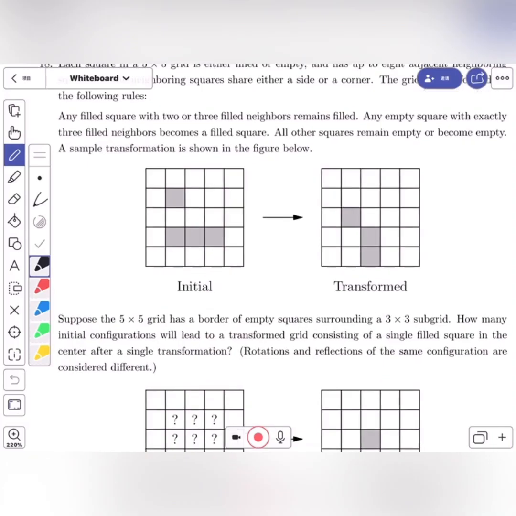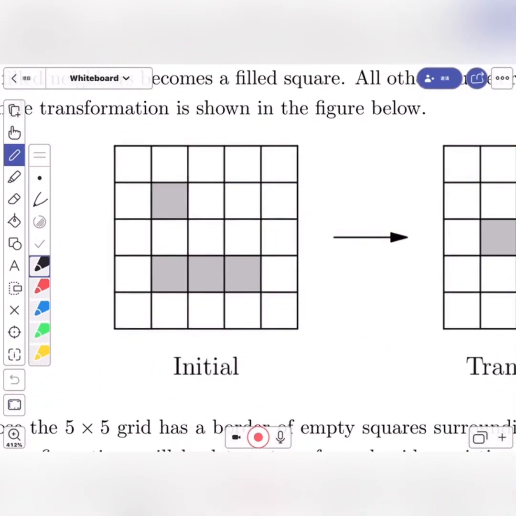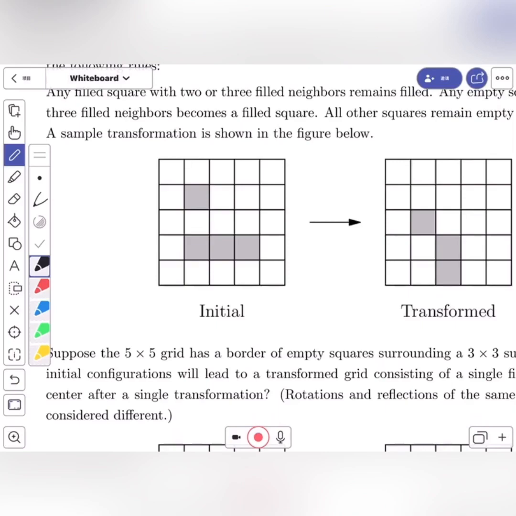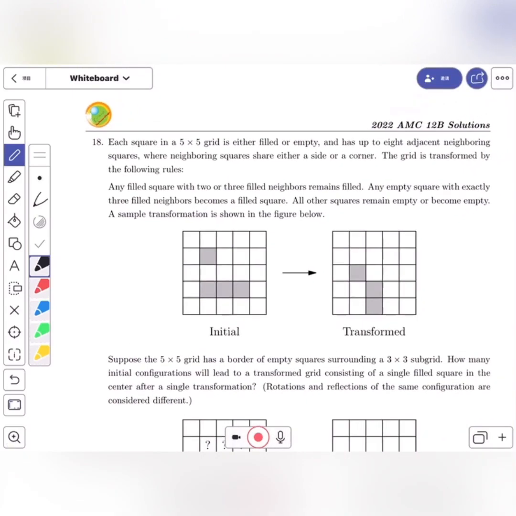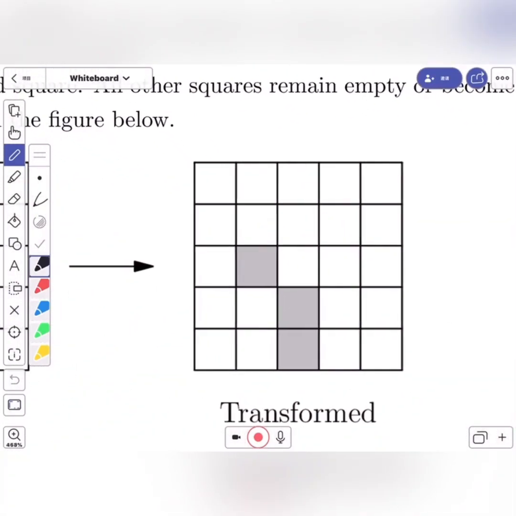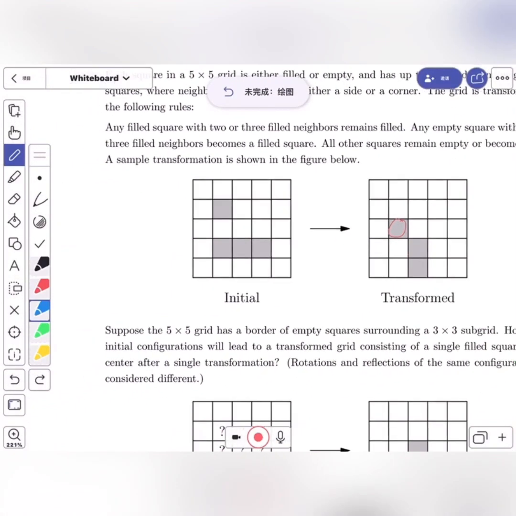So let's look at how this square transforms to the other square. Basically, there are actually 8 neighbor squares. What does that mean? For this square, we have 1, 2, 3, 4, 5, 6, 7, and 8 neighbor squares. So all of these squares are neighbors to this one.